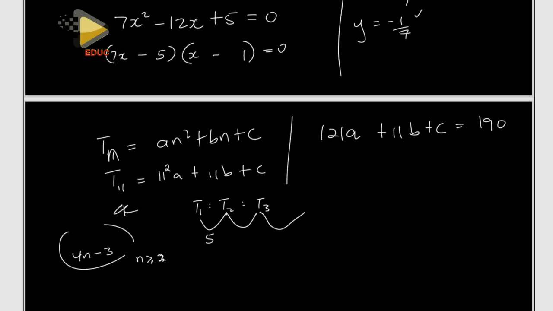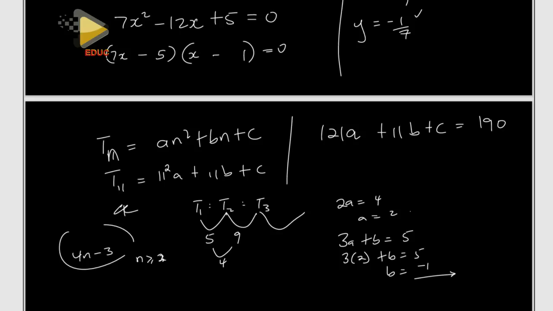And then I'm going to have 4 times 3 is 12. 12 minus 3 is 9. So the second difference is a 4. So from this we can say 2a is 4, which means a is a 2. And then 3a plus b will give us a 5. Since our a is a 2, that's 3 into 2 plus b is a 5, which means b is a negative 1.